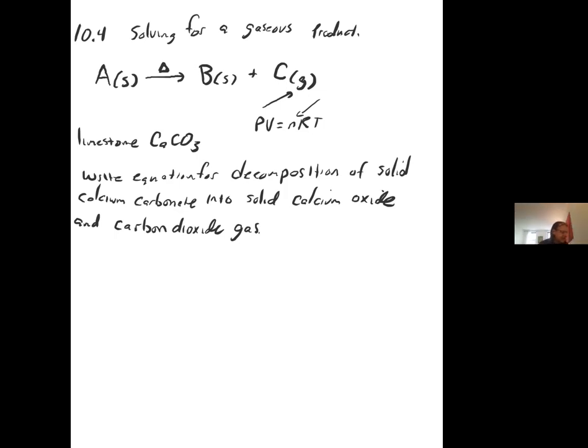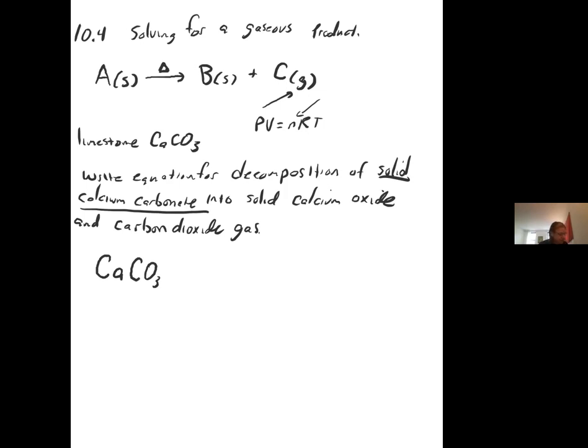Okay, so let's take a look. Let's write the equation. What it says is we're going to write the decomposition. Decomposition means breaking up. So we're going to take solid calcium carbonate. Calcium is Ca, right? Carbonate is one of the polyatomic ions, CO3. Now let's make sure that we got the formula right, because remember, when you write the formula for an ionic compound, metal with nonmetal, you got to have the charges balanced.